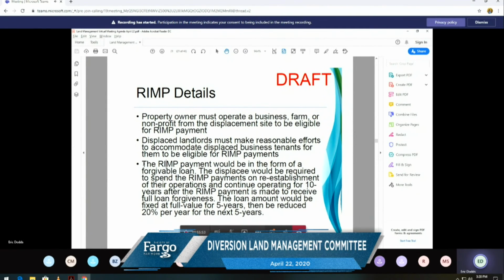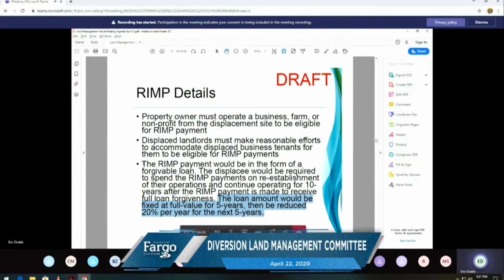What we're proposing is that we would have a forgivable loan component. And this suggestion here is that it would be a 10-year period, and the loan amount would be fixed at full value for the first 5 years and then reduced at 20% per year for the next 5 years. And again, the thought there is that we're essentially using taxpayer dollars to help reestablish a business, and we want that business to be successful, but we also want that business to stay in business, stay operating. So we avoid the scenario where we build a shiny new farmstead for somebody and 6 months later they turn around and sell it and have all the profit. We're trying to avoid that situation. We're really trying to make sure these businesses stay in operation.